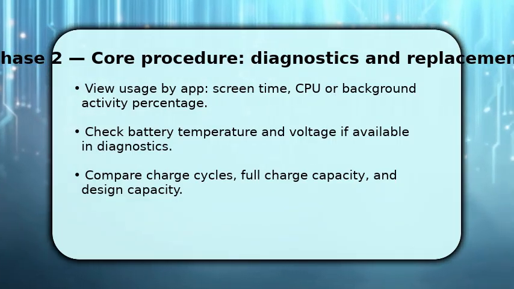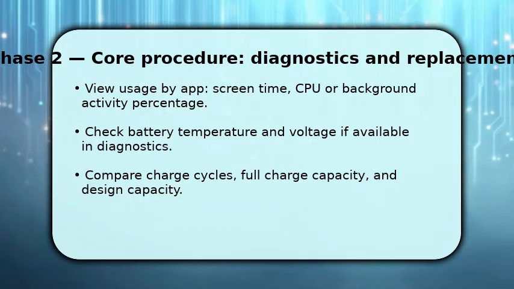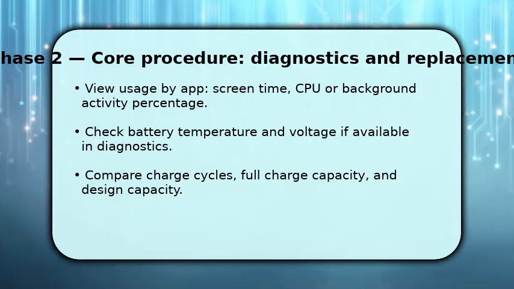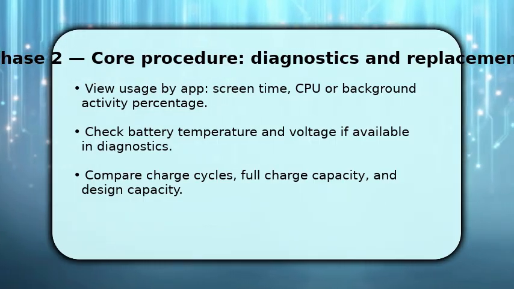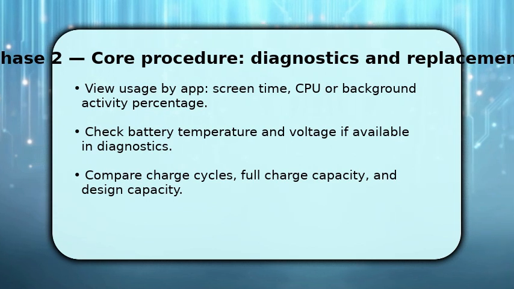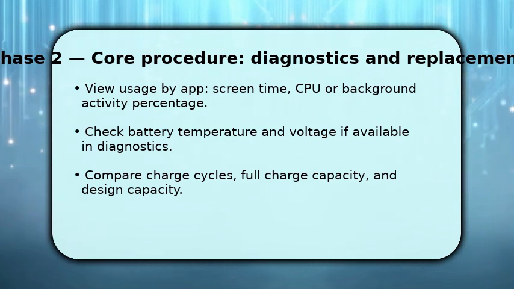If the system shows charge cycles or capacity info, compare full charge capacity versus design capacity to determine aging. These metrics give you actionable reasons to adjust settings or plan replacement.